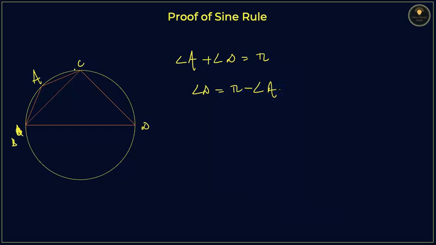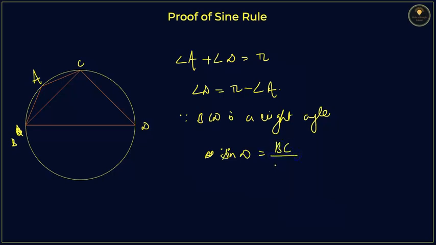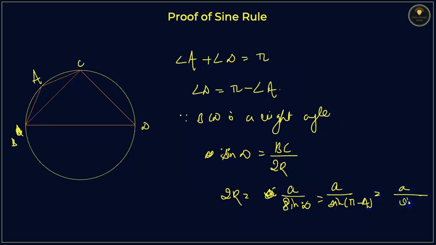Now since BCD is a right angle triangle, you will write BC upon sine D equals 2r. BC is a, so it is a upon sine D. The value of sine of D is also sine of pi minus A. So you will write this value as a upon sine of A.